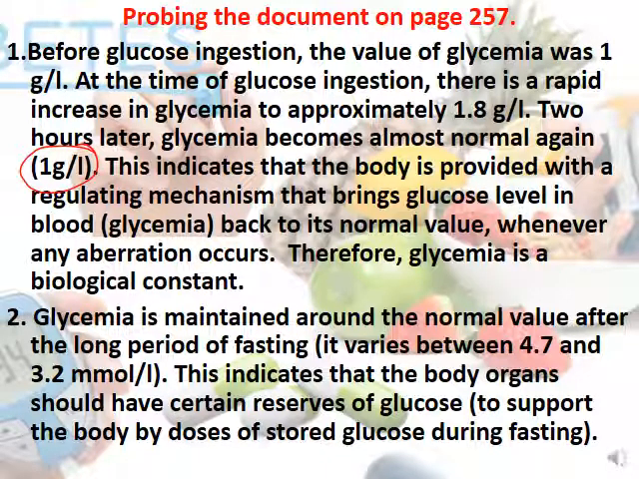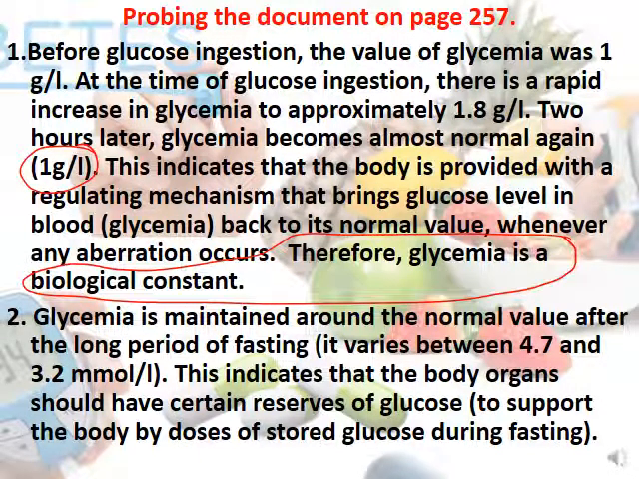So this means that the body is provided with a regulating mechanism that brings the glucose level in the blood, the glycemia level, back to its normal whenever any aberration occurs. So therefore, glycemia is said to be a biological constant. Part 2, talking about the case of hypoglycemia, glycemia is maintained around the normal value after a long period of fasting. It varies between 4.7 and 3.2 millimole per liter.